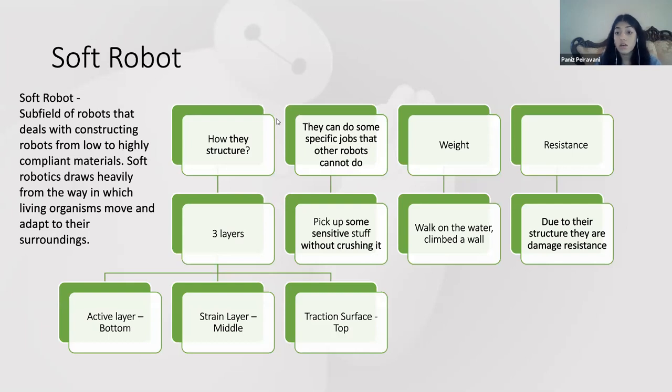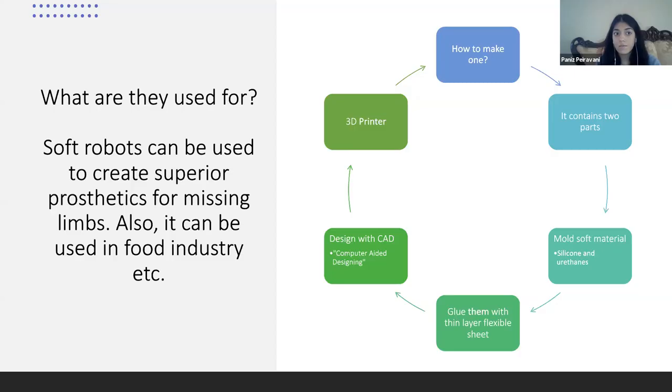Next slide, please. We can use soft robots to create superior prosthetics for missing limbs, like making a hand for a human, or we can use them in the food industry and some similar areas.